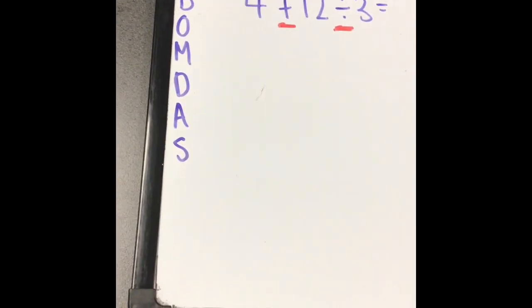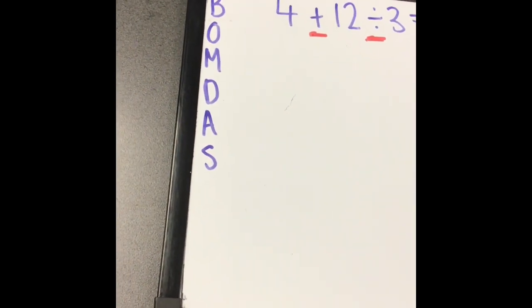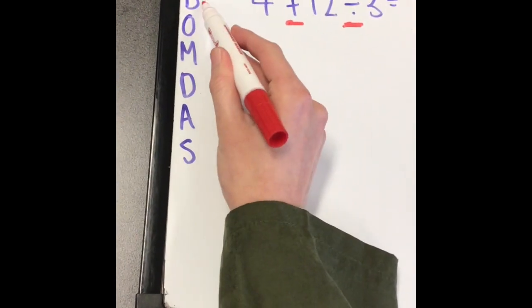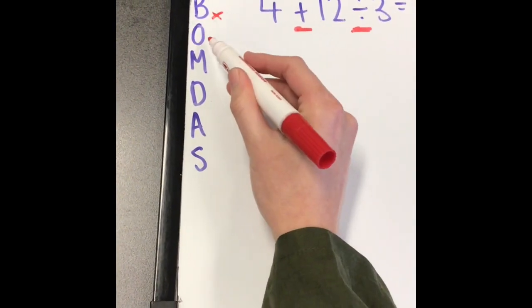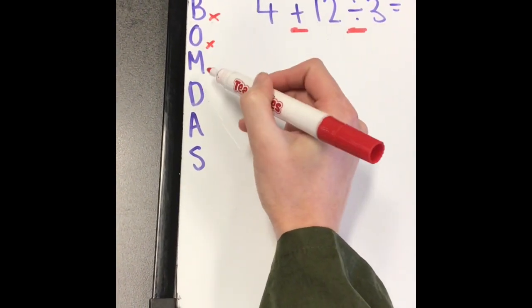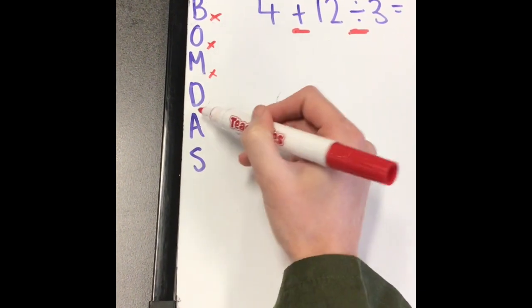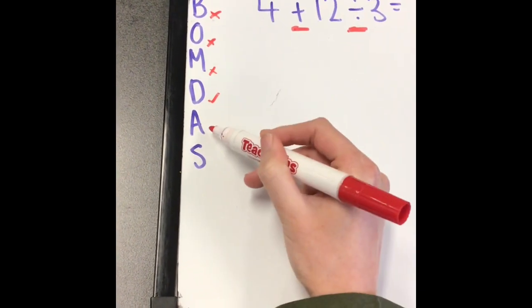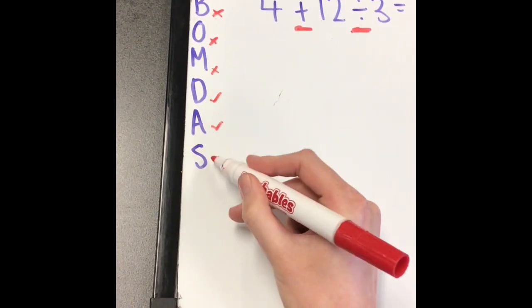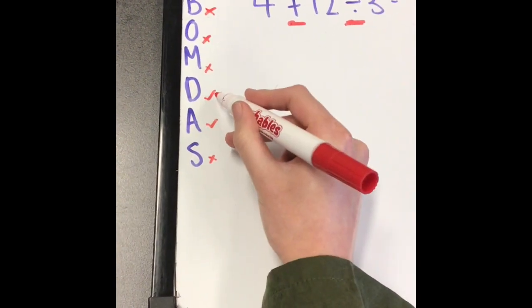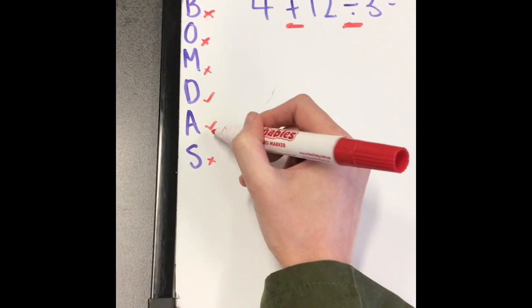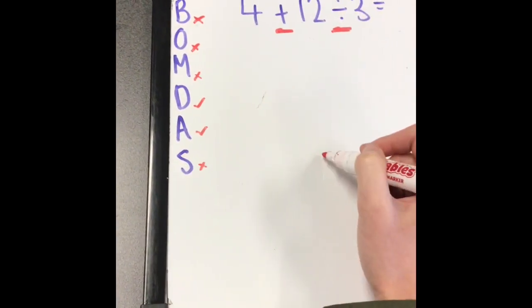Let's have a think of what we do first. Let's have a look down the side. We don't have brackets in this problem. We don't have any others. We don't have multiplication. We have division. We have addition, but we don't have subtraction. I know that division comes before addition, so that's what I'm going to have to do first.